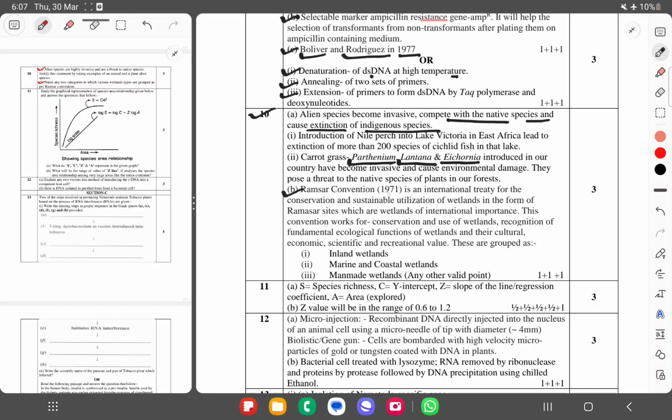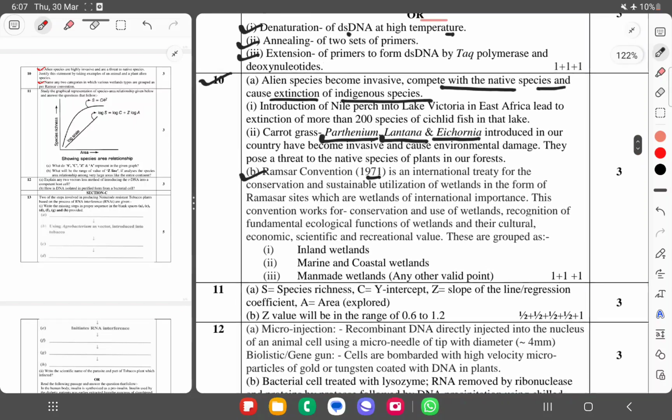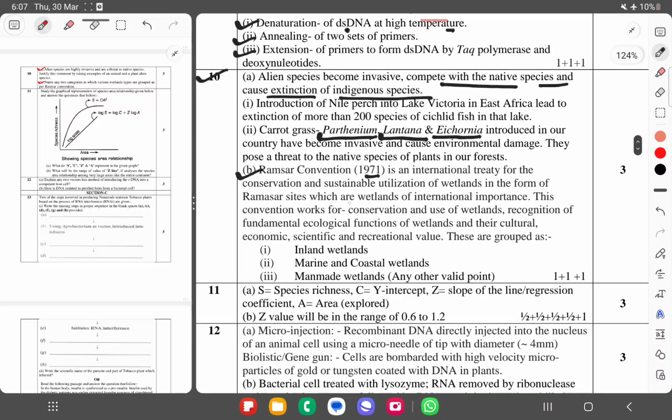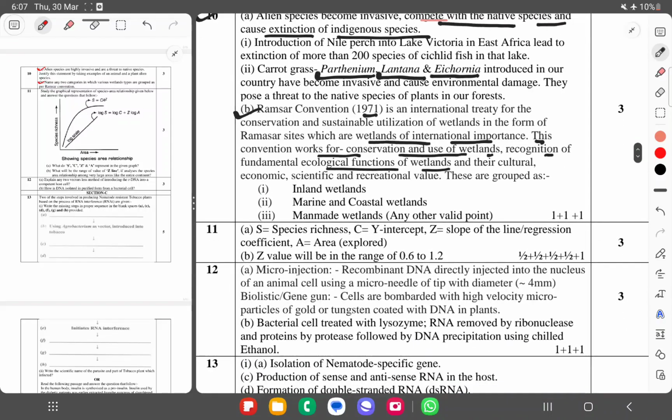Okay. Ramsar Convention 1971 is an international treaty for the conservation and sustainable utilization of wetlands in the form of Ramsar sites, which are wetlands of international importance. This convention works for the conservation and use of wetlands, recognition of the fundamental ecological functions of wetlands and their cultural, economic, scientific, and recreational value. These are grouped as inland wetlands, marine and coastal wetlands, and man-made wetlands.